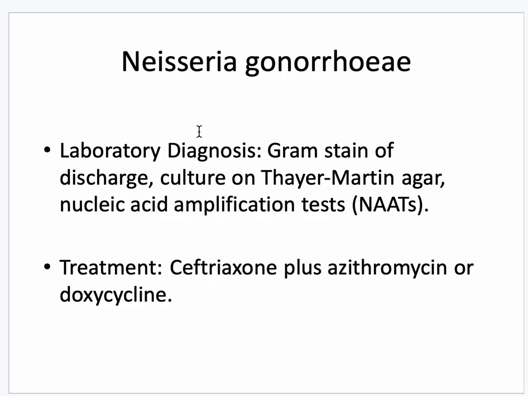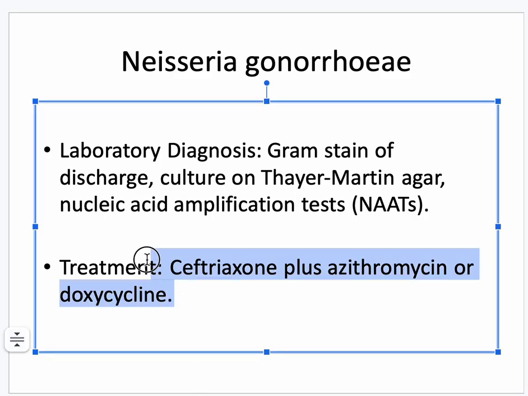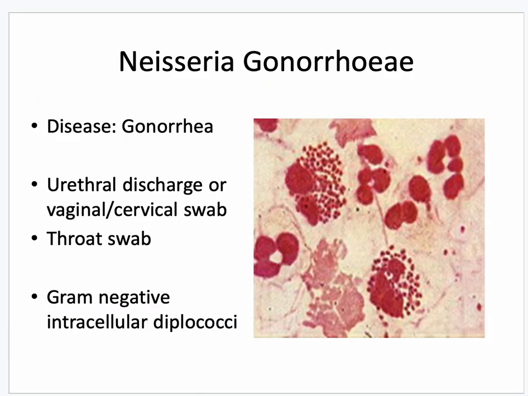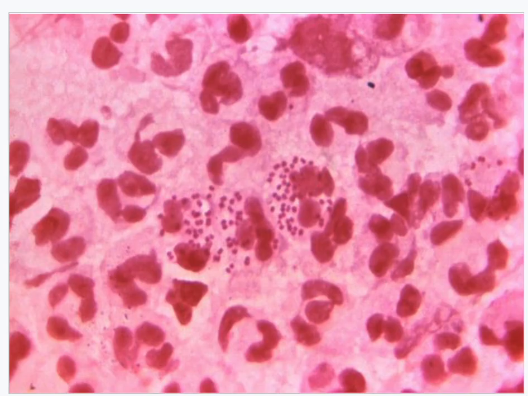We diagnose this through gram staining of the discharge, culture on Thayer-Martin agar, and nucleic acid amplification test. We treat this using, very important na you remember this, ceftriaxone plus azithromycin or doxycycline. Ayan. So, kailangan lang natin ng urethral discharge or vaginal cervical swab, pwede din throat swab. So, your Neisseria gonorrhoeae is a gram-negative intracellular diplococci. Yan o, gram-negative intracellular diplococci.